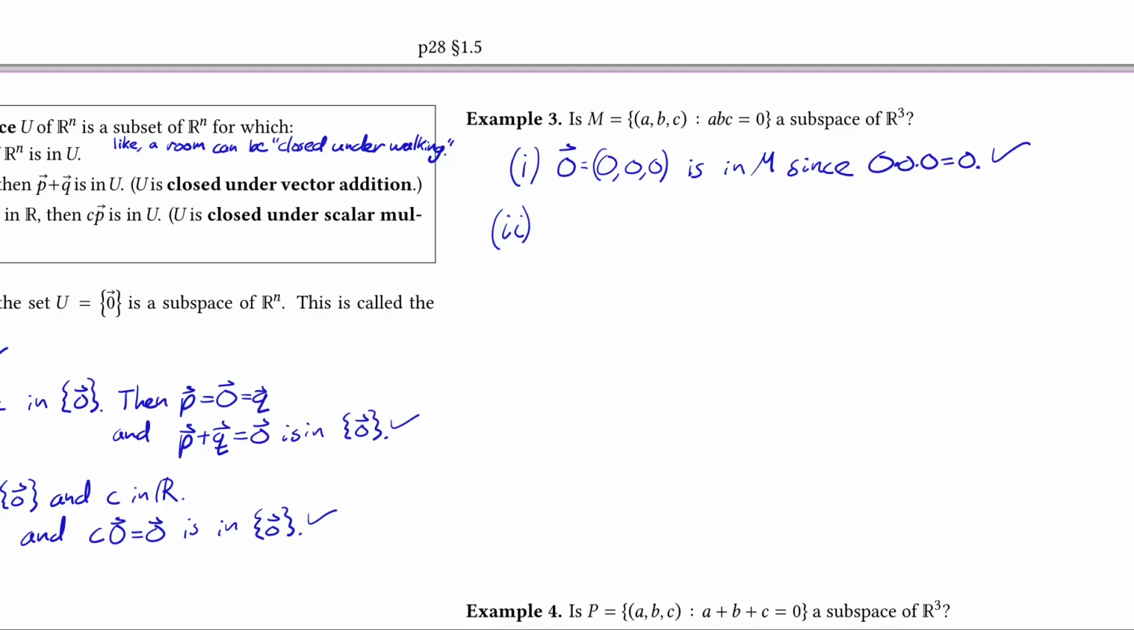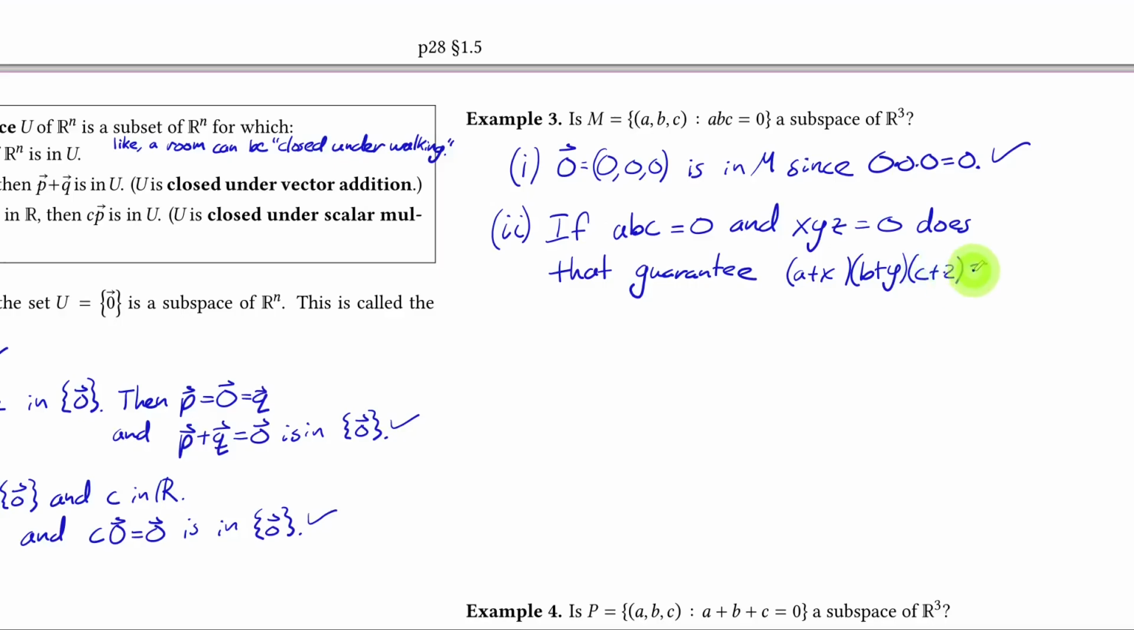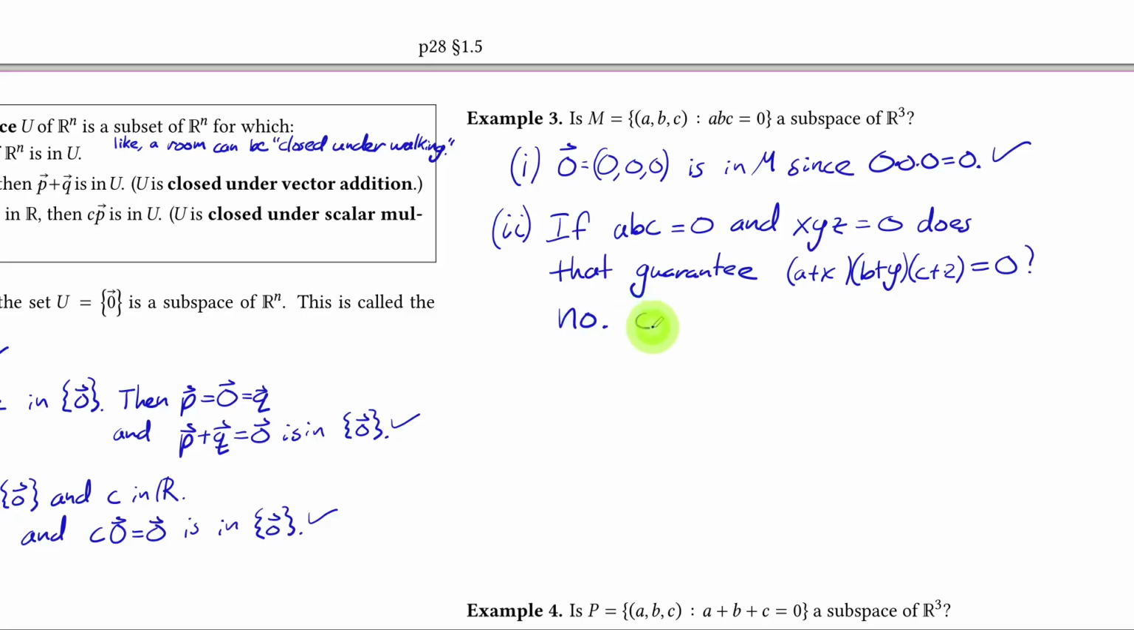The second thing is if you take any two vectors where this is true, does it necessarily mean that their sum is also true? So in other words, if you have a point A, B, C that's in M, and another point X, Y, Z that's in M, and then you add those two vectors together, you would get the point A plus X, B plus Y, C plus Z. And the answer to this is no. Here's a counterexample.